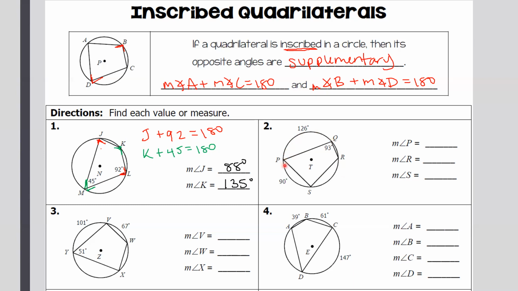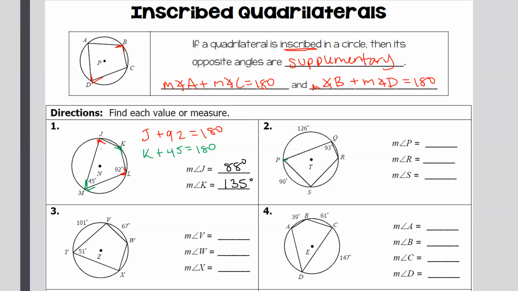And we know that arc PS is 90. We don't know arc SR, we don't know arc RQ. We do know that angle Q inside is 93 degrees. So there's a couple things that we can do, and there are different ways to solve this. If you think of it a slightly different way, it doesn't mean that you're wrong, it just means that you thought of it slightly differently than I did.